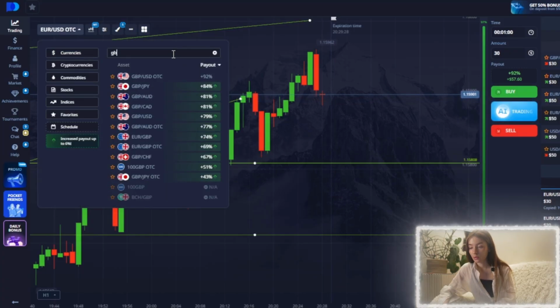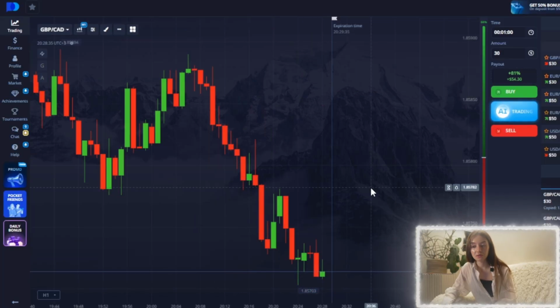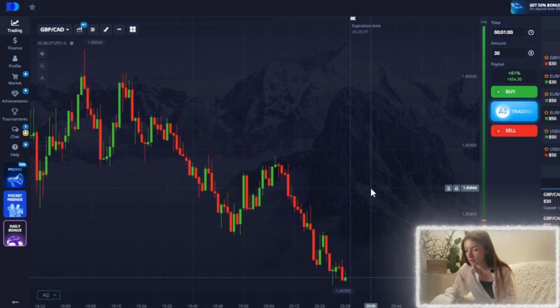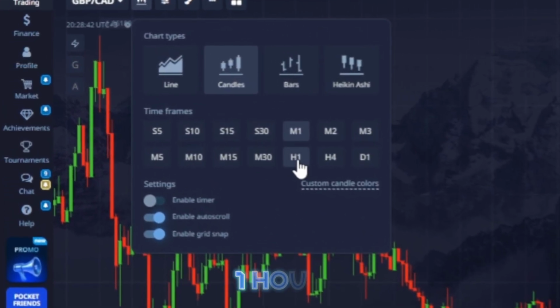Now let's move on to the second pair. Let it be the British pound and Canadian dollar, where the general tendency is to decrease. But if in the span of 1 minute, now we'll look in the span of an hour.